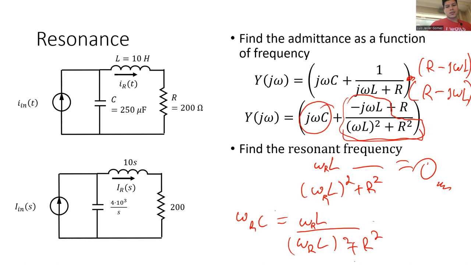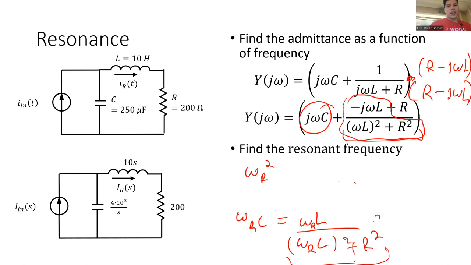Let me erase this equation here. If I multiply both sides by the denominator, I'm going to get omega R squared L squared C plus omega R R squared C equals omega R L.